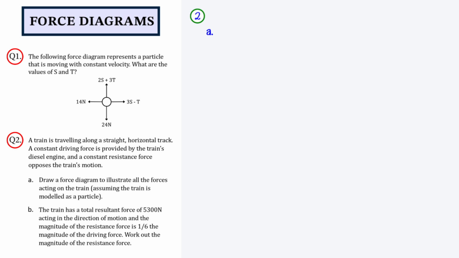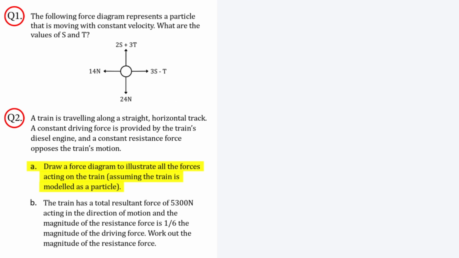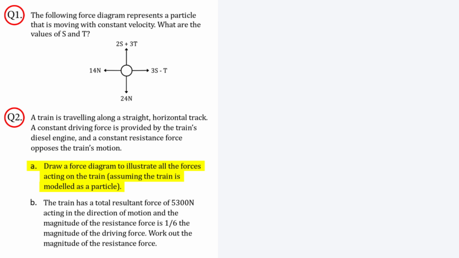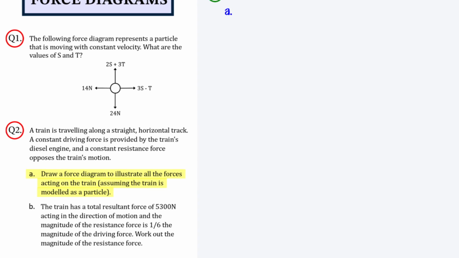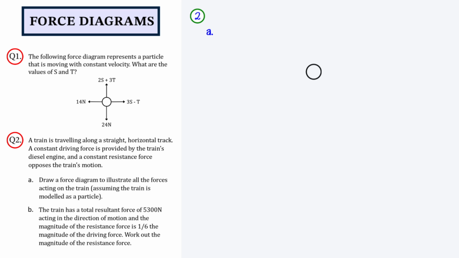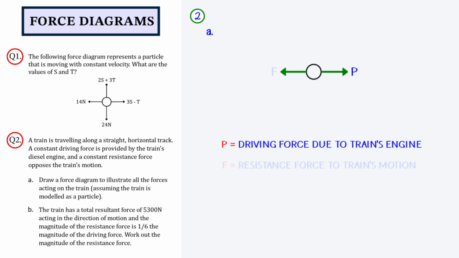For question 2, part A, we're asked to draw a force diagram to illustrate the forces acting on the train. So let's represent the train as a circle and then draw a horizontal arrow pointing to the right to illustrate the driving force acting on the train due to the train's engine. We can label this force as P. Now draw another horizontal arrow, but this time in the opposite direction to the driving force to represent the resistance force to the motion of the train. And we can label this force as F.